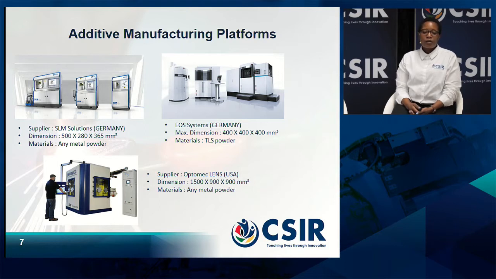At the CSIR, we have a commercial system called the LENS. This is the Laser Engineered Net Shape system that we procured from the US. It's a system that can accommodate quite large parts. It also uses any metal powder, but it's a 5-axis system, so it doesn't allow for the complexity that is attractive to additive manufacturing that powder bed systems actually offer.